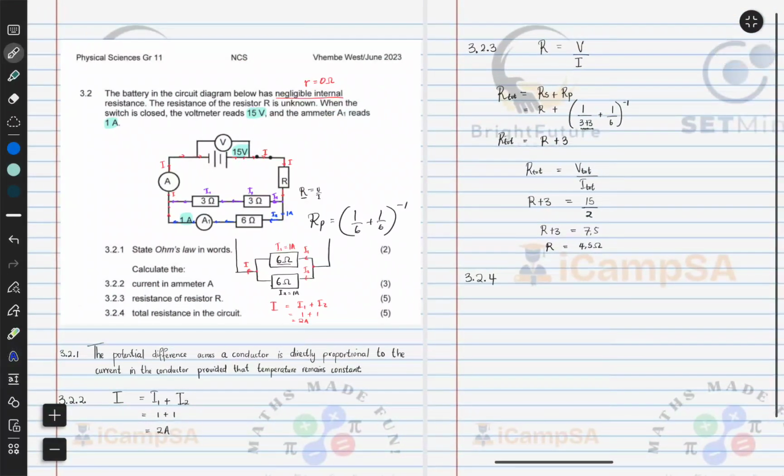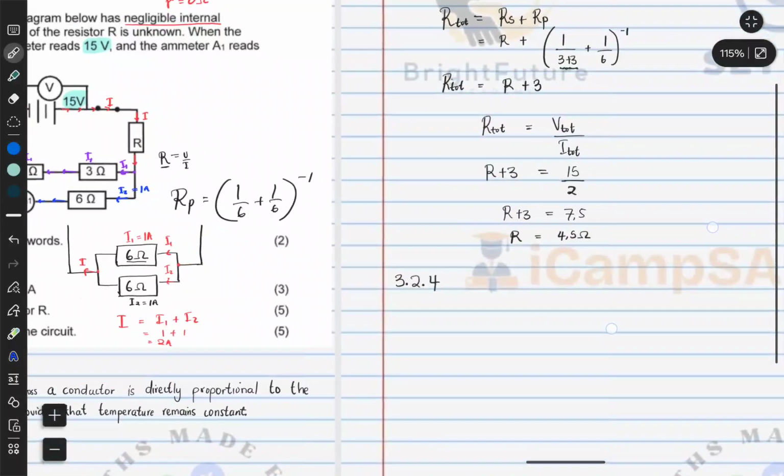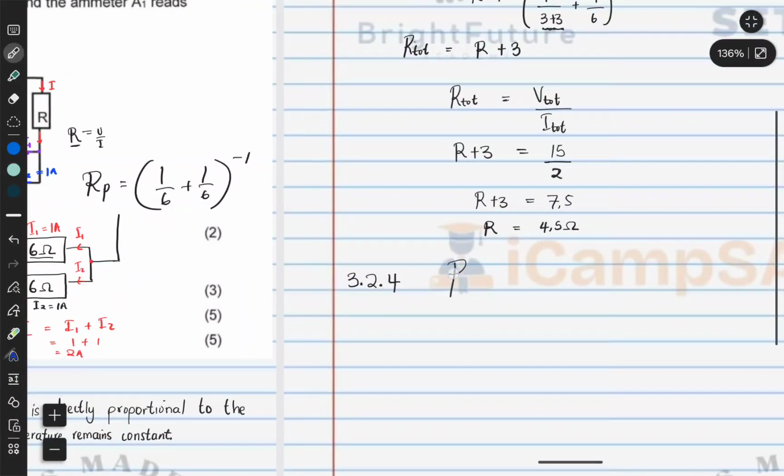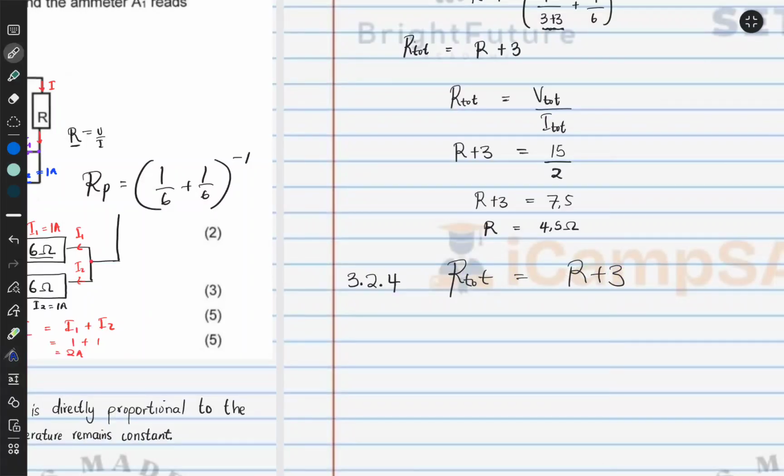The total resistance in the circuit. All right, so this is 5 marks. In as much as I've already found this to be my equation for finding the total resistance, unfortunately I can't come now and substitute here and then say this is 7.5 ohms. I have to recalculate it as if I didn't know that expression.